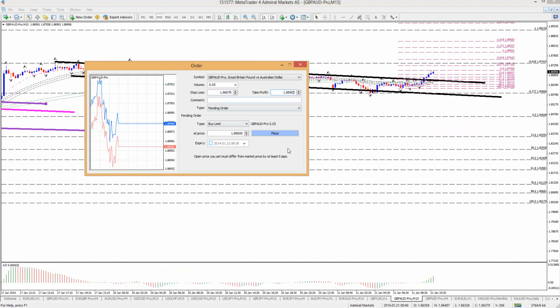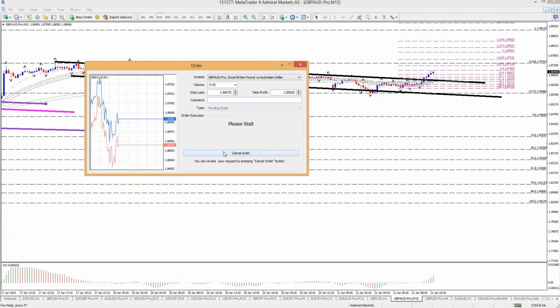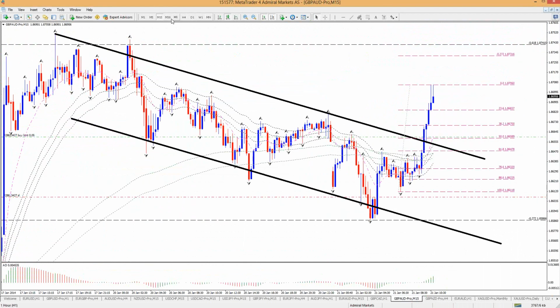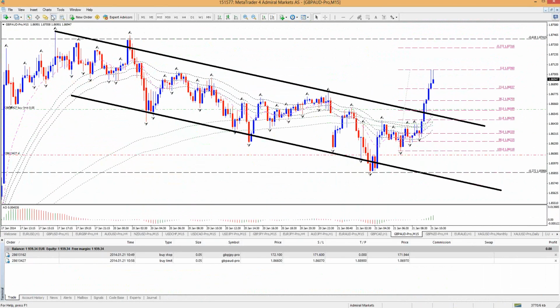$188.90 and trail stop on the 15. Every new 50-minute fractal trail stop already. So that's my idea on the pound yen. Pound dollar, sorry, pound odd. Getting it mixed up. Pound odd.